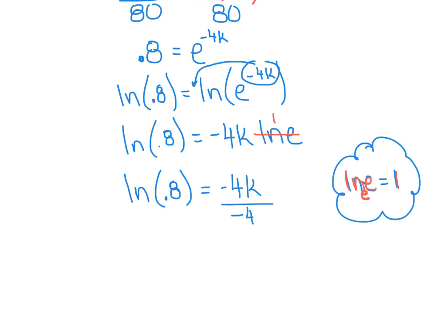Divide both sides by negative 4. And let's see, I got k equals, and I'm just going to print all the decimals here off my calculator screen.